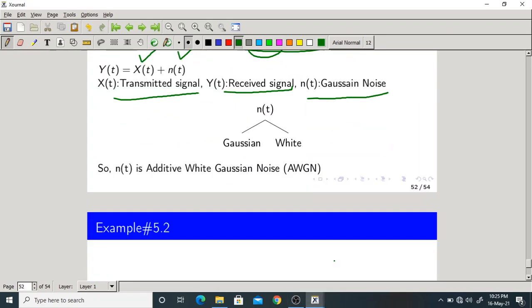So this is the AWGN. Please remember this. You will encounter this term very frequently in your future courses. AWGN stands for additive white Gaussian noise. This is a description of a noise. Simply I could have said noise, but you should not say noise. You must say AWGN, additive white Gaussian noise. So this is a Gaussian process and it is white in nature.